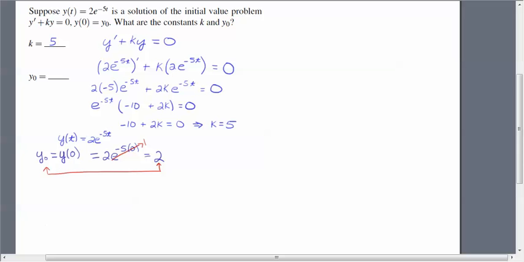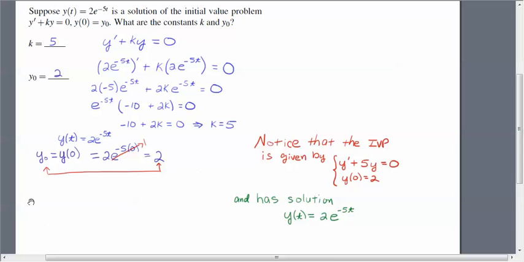So let's put that in. And notice that the IVP, the initial value problem, is then given by y prime plus 5y equals 0, and the initial value, y of 0, is equal to 2. Okay, and this has the solution y of t equals 2e to the minus 5t.